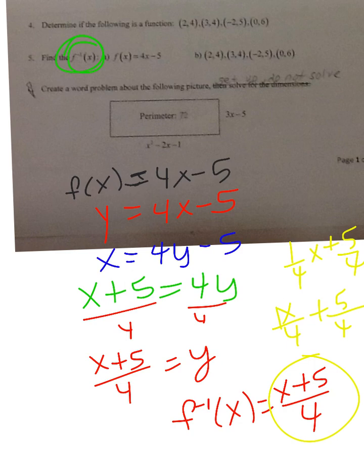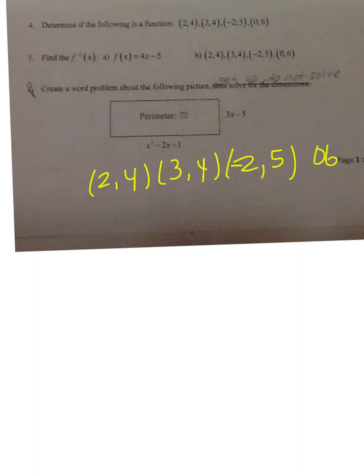B is to find the inverse also, but it's given as points. So if I have 2, 4, 3, 4, negative 2, 5, and 0, 6, the inverse is, remember, switch x and y. So it's 4, 2, 4, 3, 5, negative 2, 6, 0. Remember, inverse just means to switch them, so I just switch these two. Switch, switch, and so on.